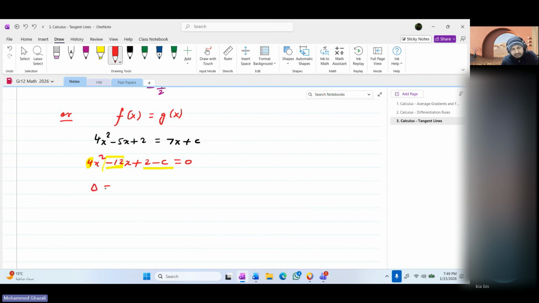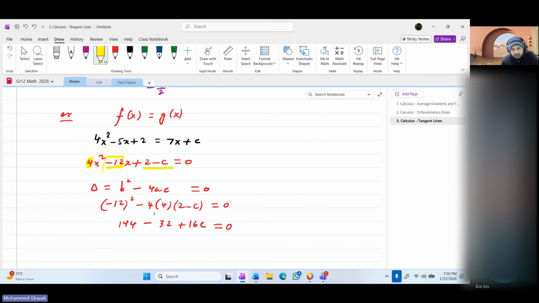So delta is equal to b squared minus 4ac is equal to 0. What's b squared? Minus 12 squared. Minus 4, what's a? 4. What is c? 2 minus c. Minus 12 squared is 144. Minus 16, remember, this is minus 16 times this. So minus 16 into 2 minus c. Minus 16 times 2 is minus 32. Minus 16 times minus c is plus 16c, equal to 0.